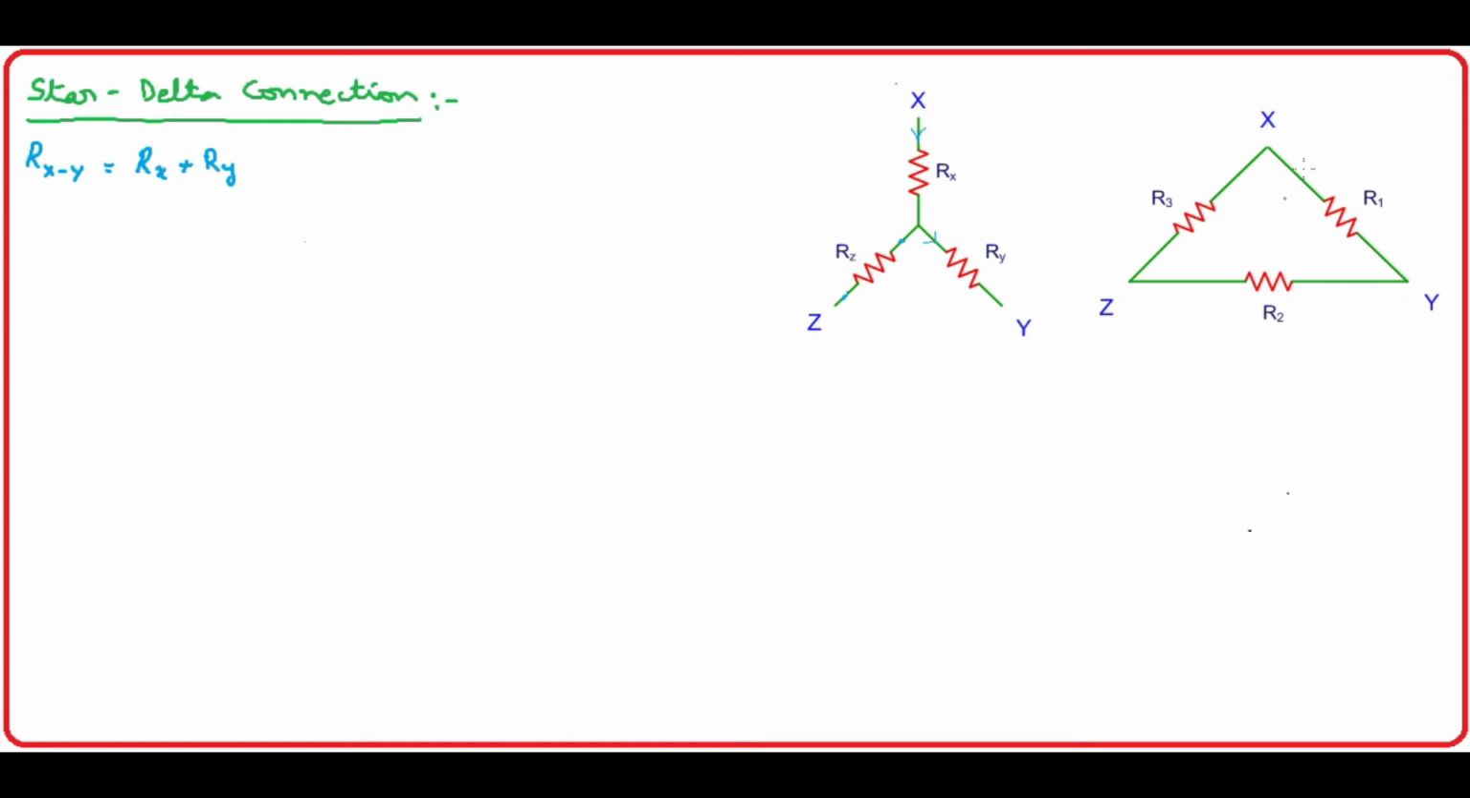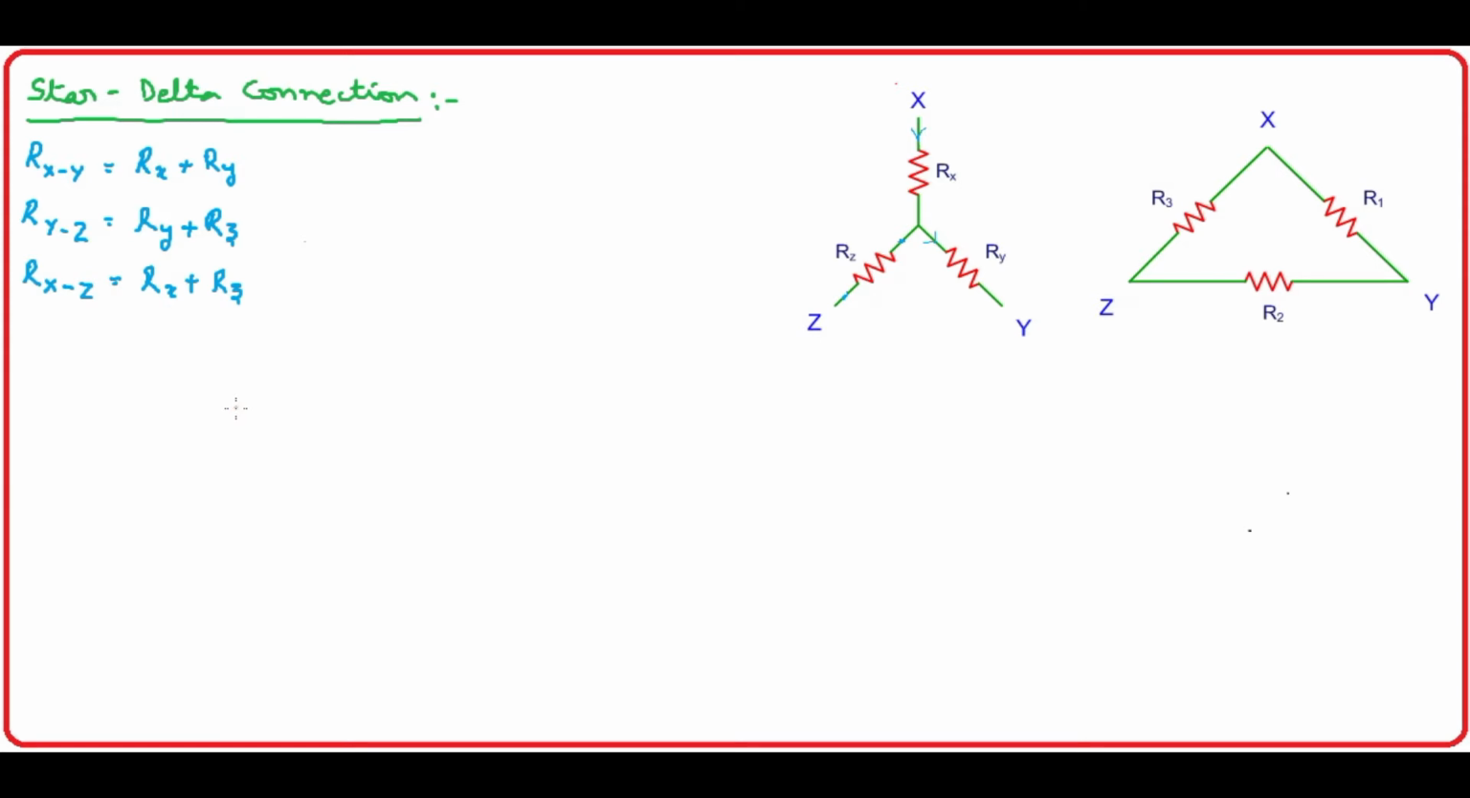Similarly, if I do the same thing for the delta connection, of course, what will happen? That we will see in the later stage. First, we will finish off this part. If suppose the supply has been given to capital Y and capital Z, what will be the equivalent resistance? R capital Y capital Z is equal to Ry plus Rz. And the same thing can happen if supply has been given in between capital X and capital Z. It will be Rx plus Rz. Okay, simply.